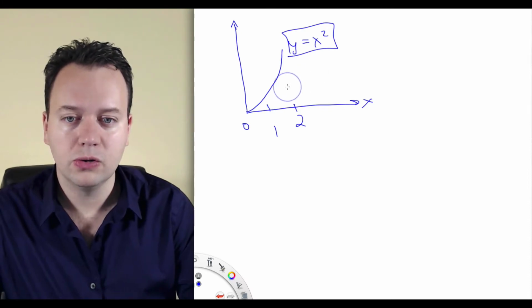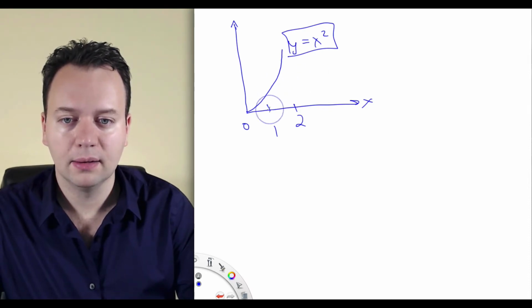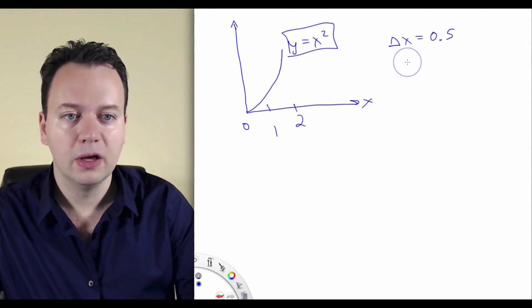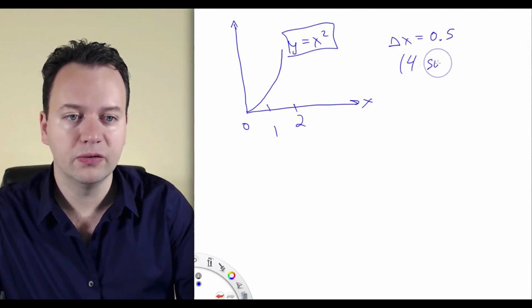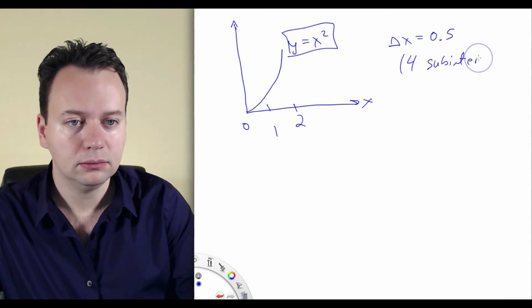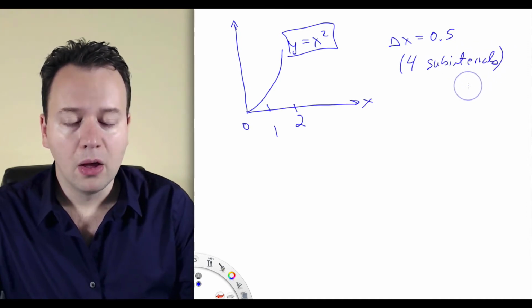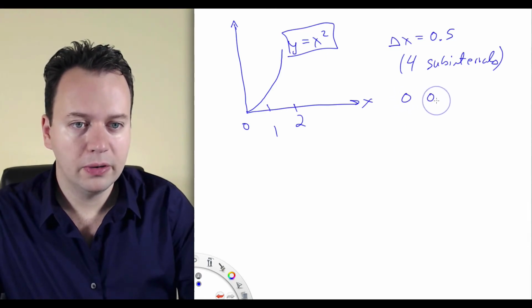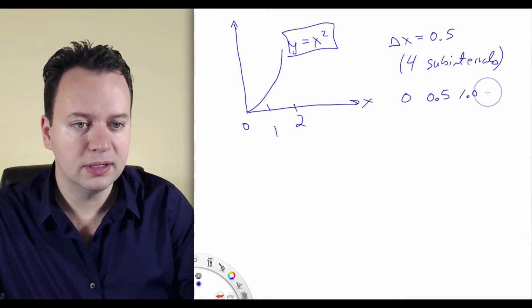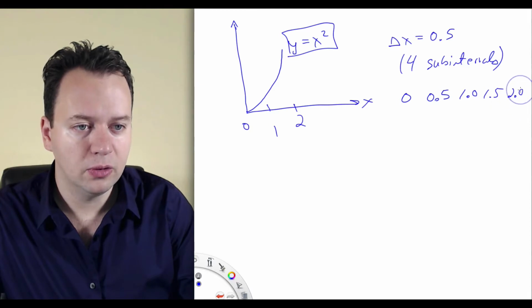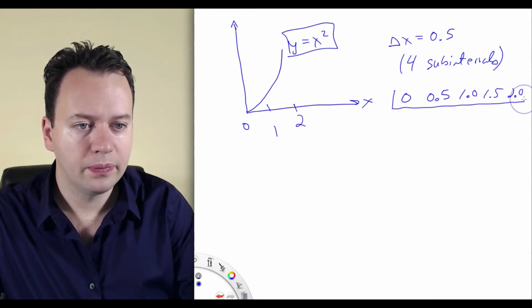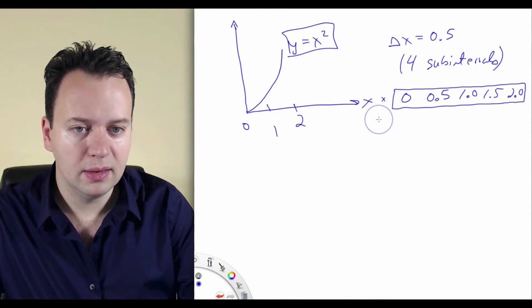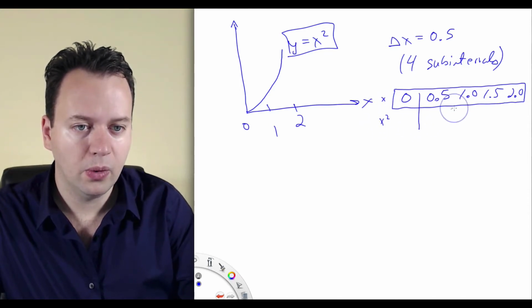And we're going to use a delta x of 0.5. So in other words, we're going to use 4 subintervals. Well, the whole idea is that, okay, let's look at 0, 0.5, 1.0, 1.5, 2.0. So these are the x values, and then this is x squared. So these are the y values.